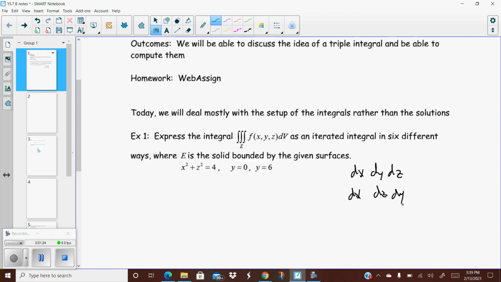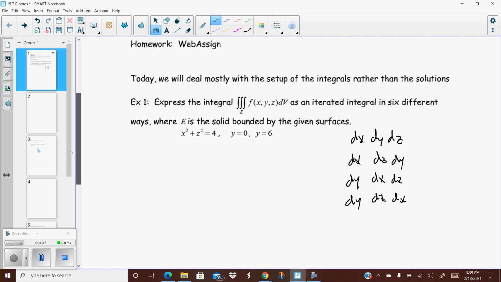Or I could start off with dy instead, and then I could do dx and then dz, or again start off with dy and then do dz, dx. Or lastly, we could start off with dz and then do dx, dy, or dz, dy, dx. So those are your 6 possibilities. So depending on what you think is going to be the best way to solve the problem might be how you determine which one of those 6 is going to be the one that you're going to pick.